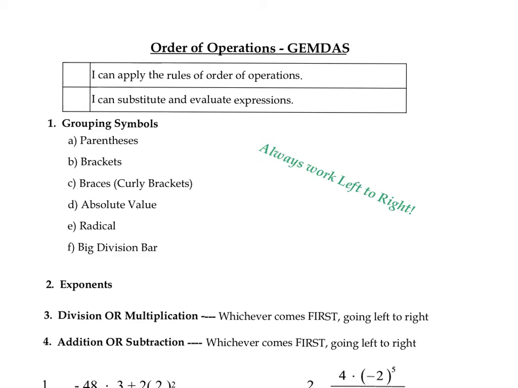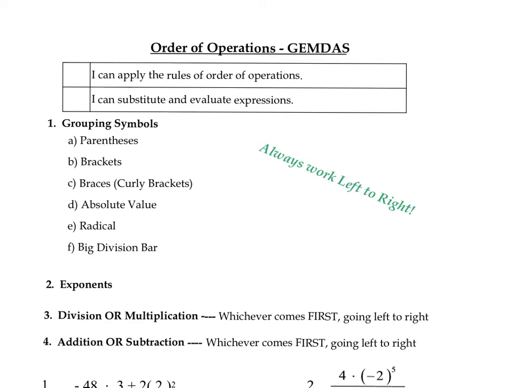Many of you already learned PEMDAS in middle school or high school. PEMDAS, GEMDAS, same thing. G stands for grouping symbols. It could be parentheses, brackets, absolute value, radical. E stands for exponents. M multiplication, D division, A addition, and S subtraction.